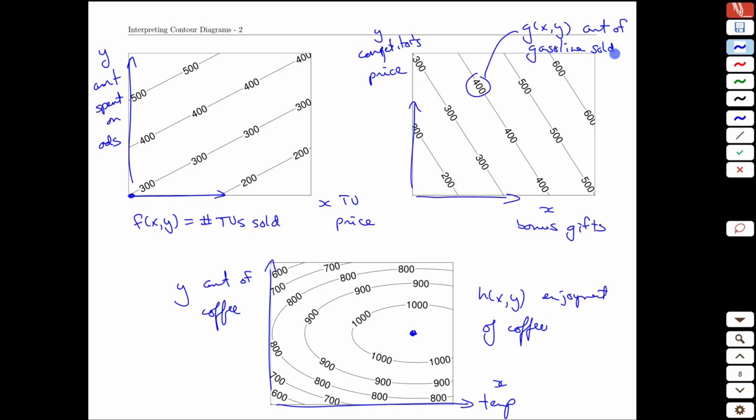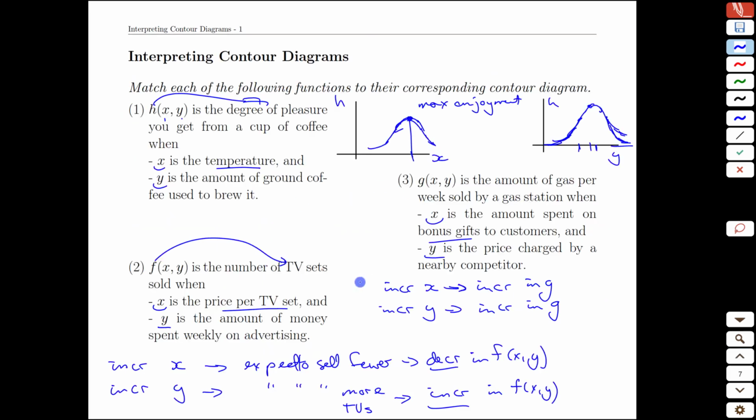So once again, we can get some good information about contour diagrams, this time describing a scenario pretty thoroughly, but based primarily on a word description or a verbal description of a scenario.